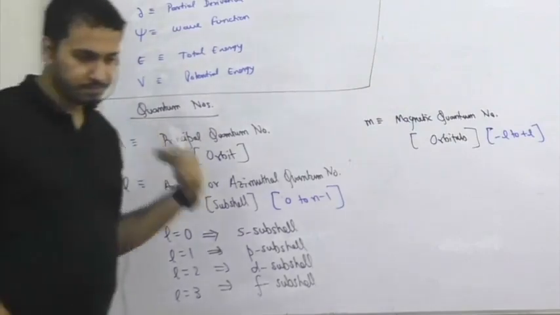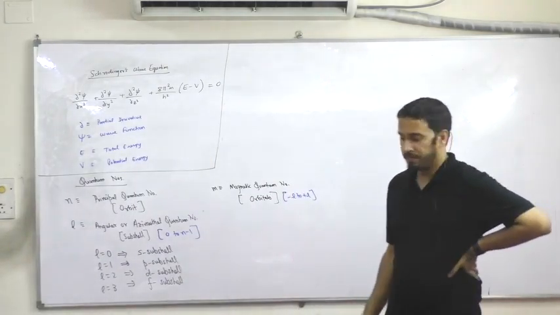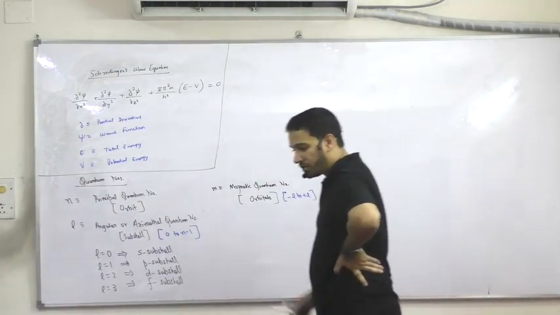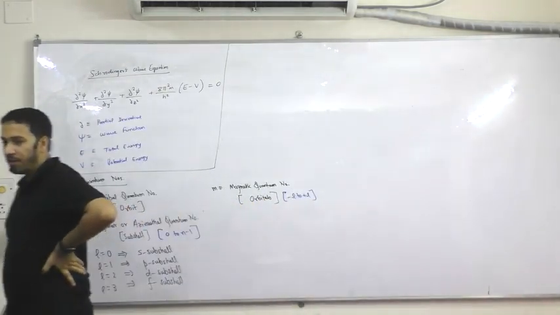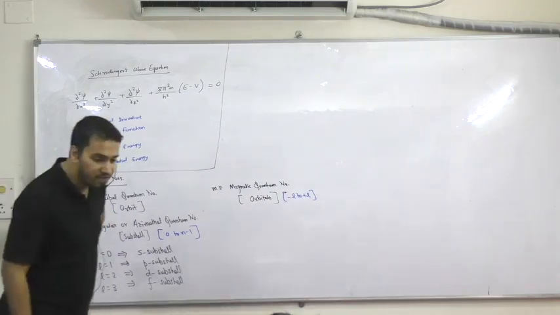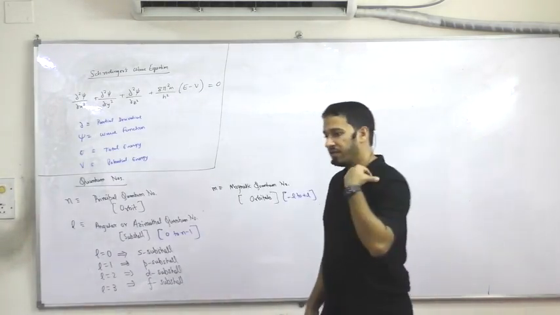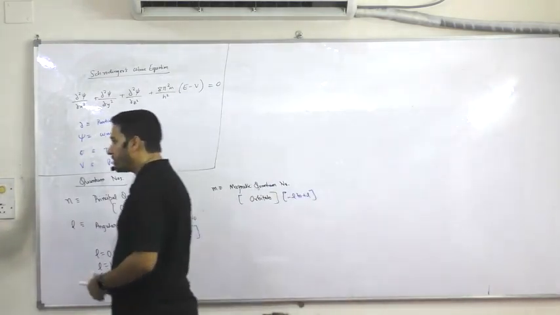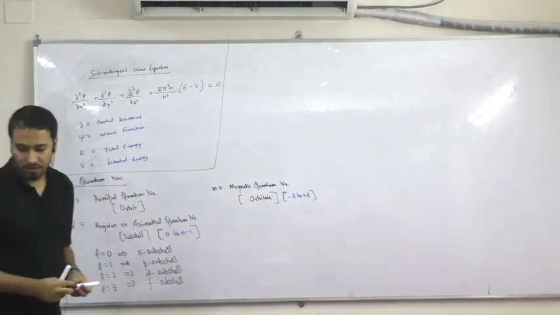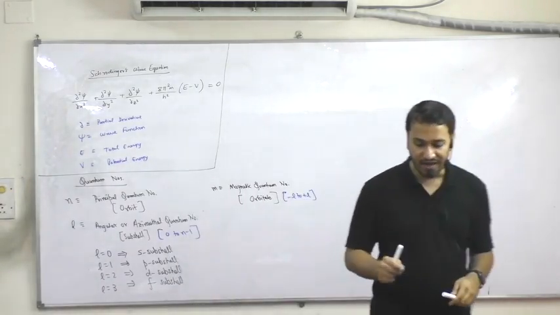Write down. The number of values for small m gives the number of orbitals in that subshell.